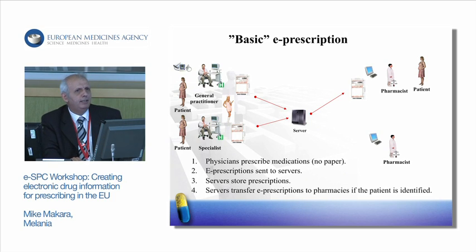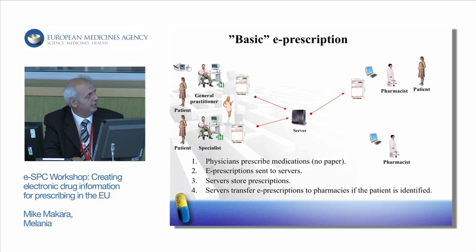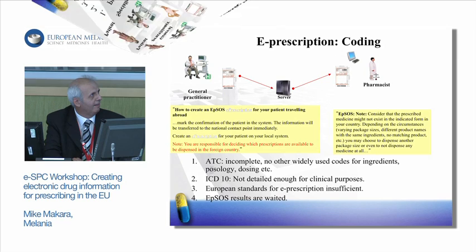This is the basic e-prescription, which is our aim, and we are in the piloting phase and small field phase of that. So this is just to show you how the story goes. The physician prescribes the medicine, the prescription goes to servers, the servers store these prescriptions, and when the patient appears at one pharmacy and identifies himself, the prescription goes down to that pharmacy. That's the basics of this e-prescription. This is just to get familiar with the drawing.